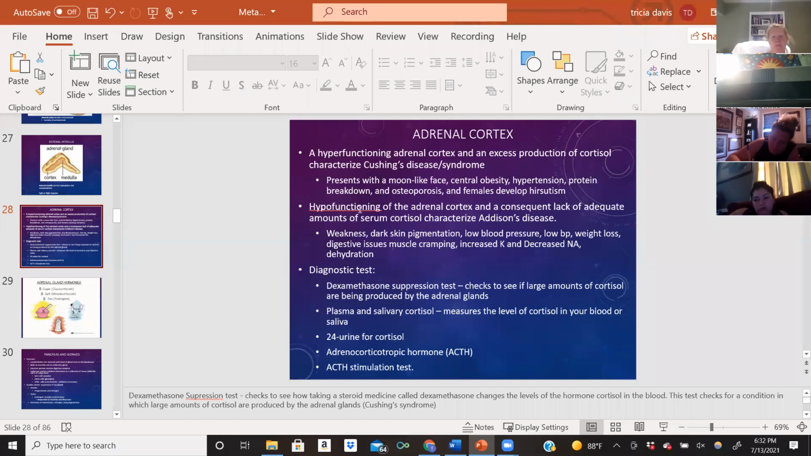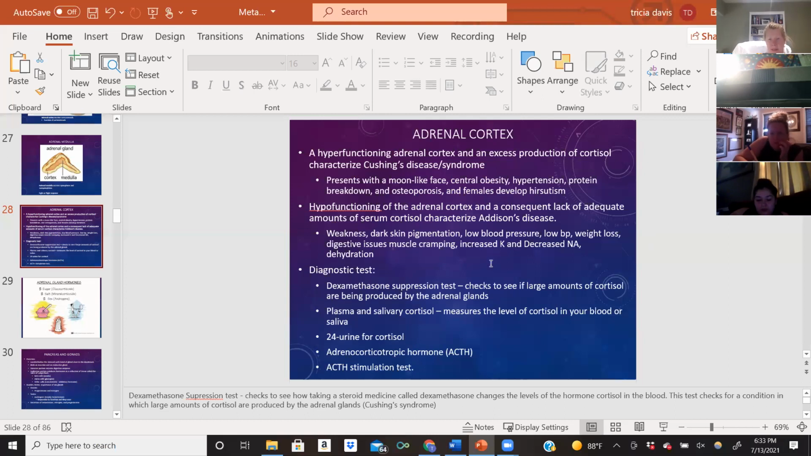If you have a hypofunctioning adrenal cortex and a consequent lack of adequate amounts of cortisol, patients are going to develop Addison's disease. So these patients are going to present with weakness, very dark skin pigmentation, kind of like a bronzy color. They're going to have low blood pressure, low BP, weight loss, digestive issues, muscle cramping, increased potassium, and decreased sodium. And they're going to be dehydrated.